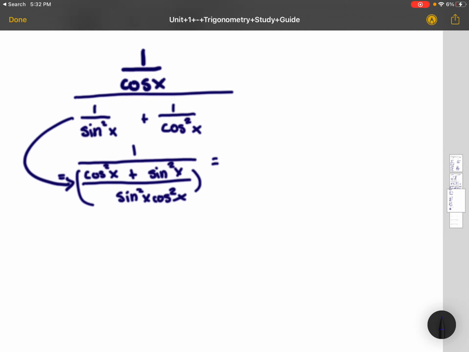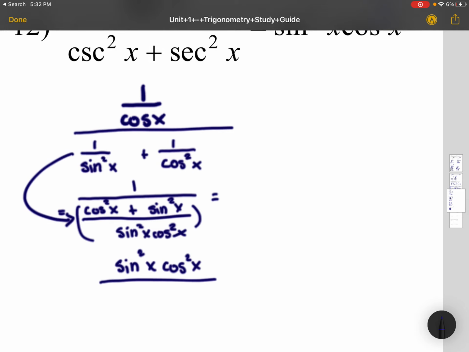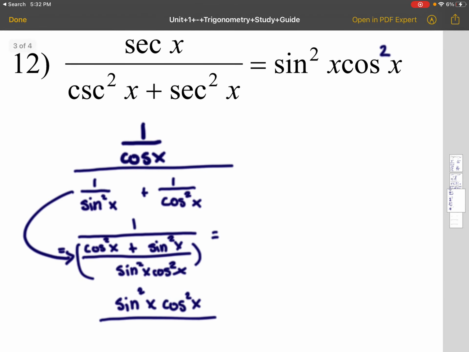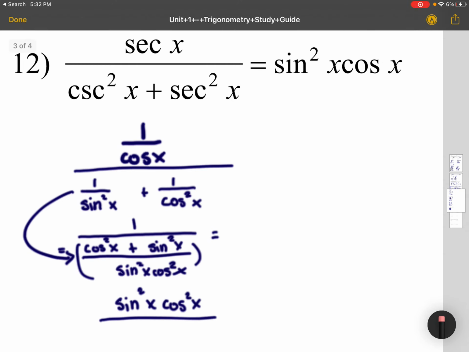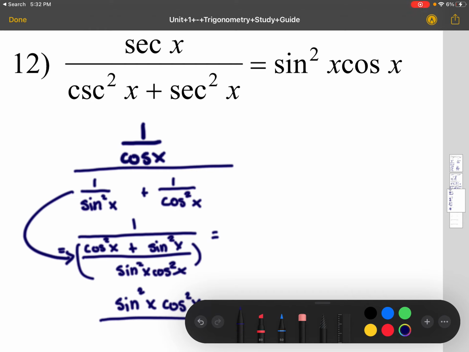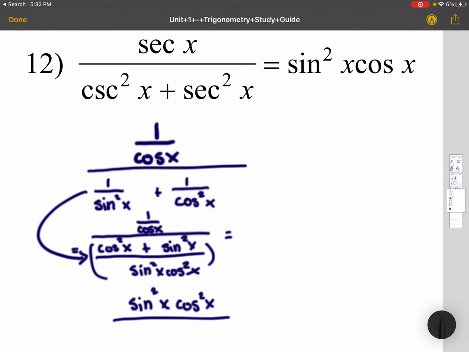My apologies. So when we do the keep change flip, we're going to get sine squared x cosine squared x over, oh, Mr. Martin, you tripping? Nope, I take that back. I forgot the 1 over cosine thing. So nope, take it back. Nobody's perfect, you know, except for Rihanna. So 1 divided by cosine x.